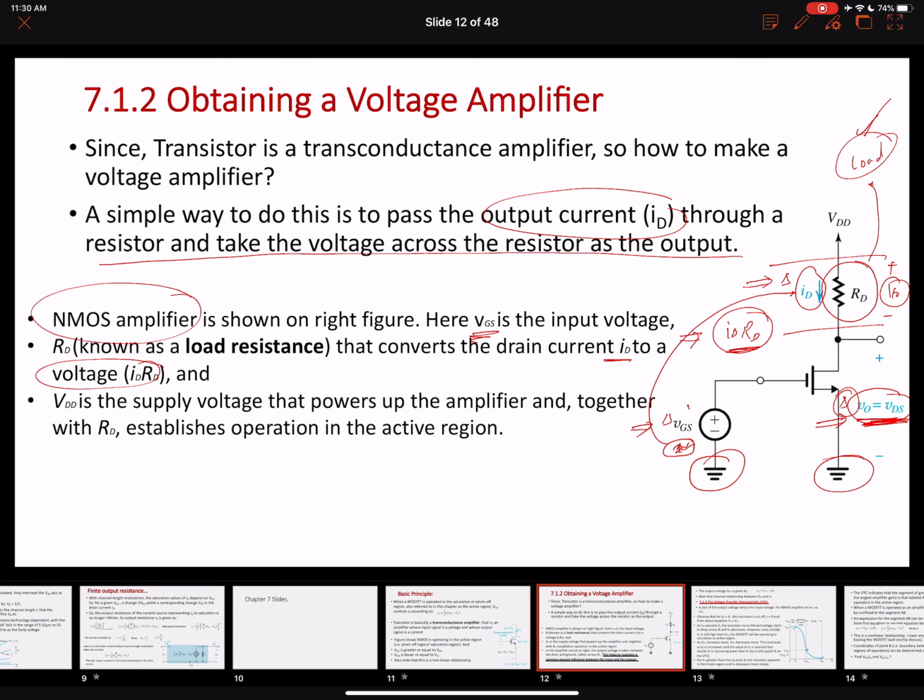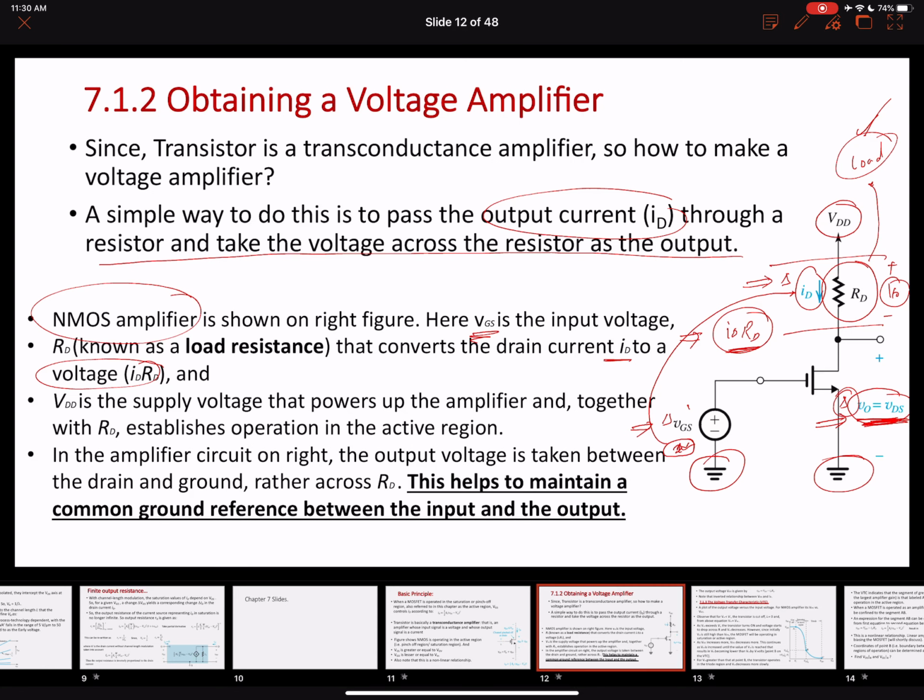And this is the supply voltage. VDD is the supply voltage that is going to power up the amplifier, and this voltage and the value of this resistance are going to establish in which region the transistor is operating, and how we can make sure that it is operating in the saturation region for the amplification process. This will become more clear in the next few slides.